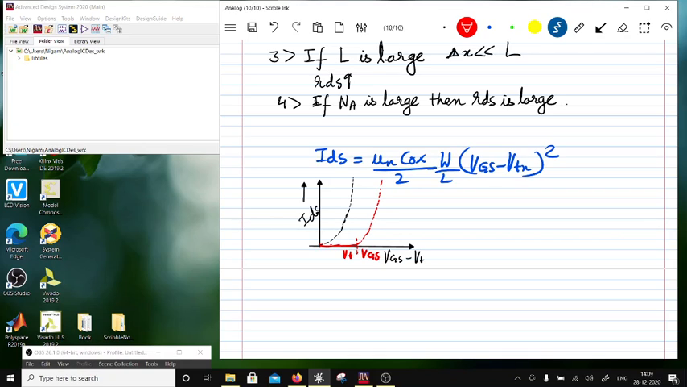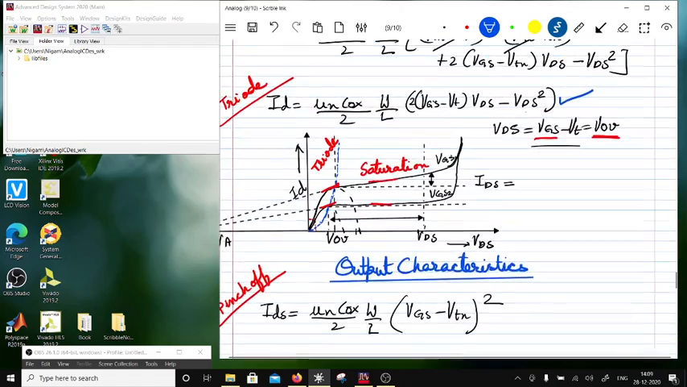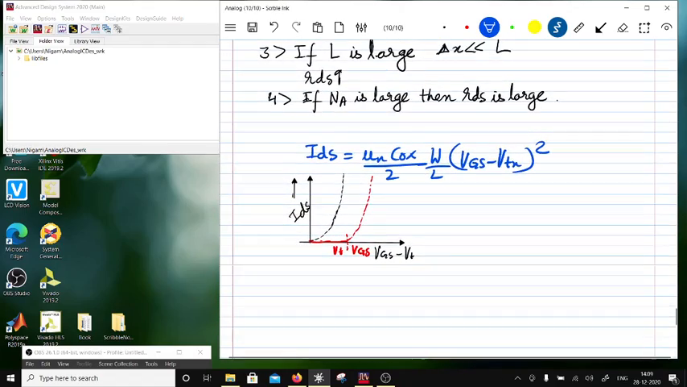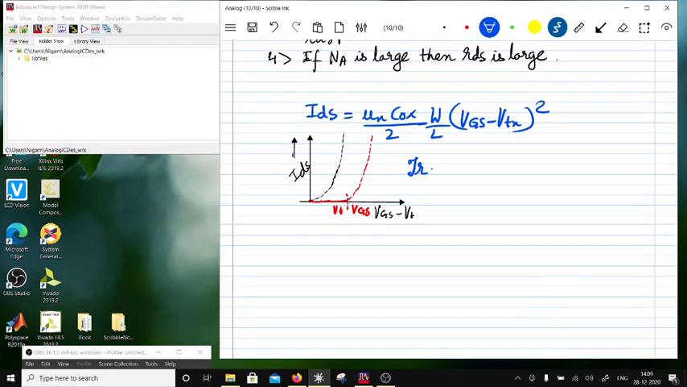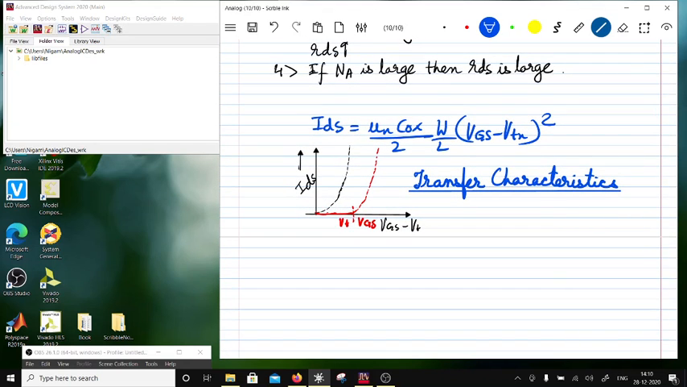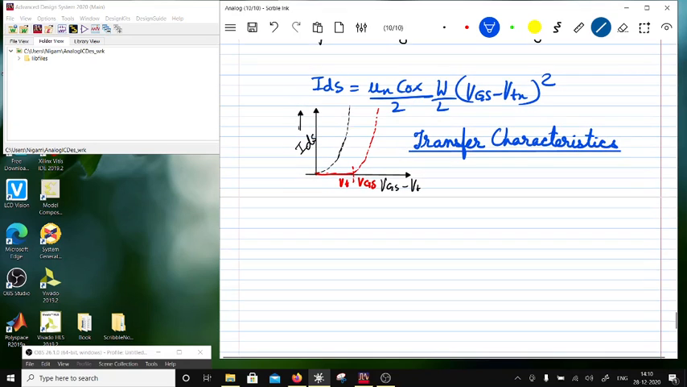Correct? So this would be called the transfer characteristics. So that is output characteristics, and this is going to be transfer characteristics. Okay. So what do we learn from this output characteristics and transfer characteristics? Little more into transfer characteristics.